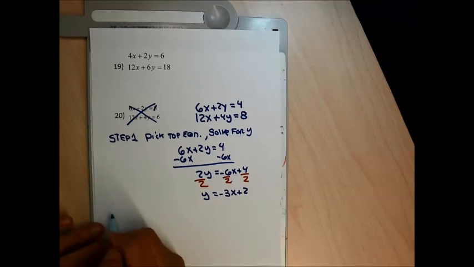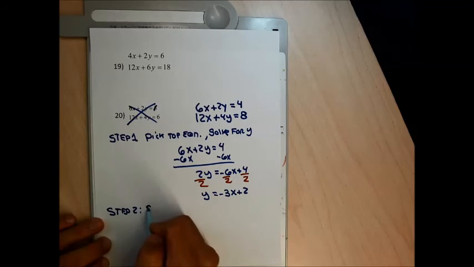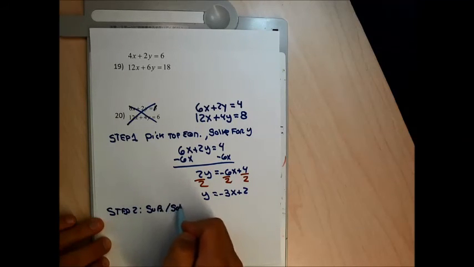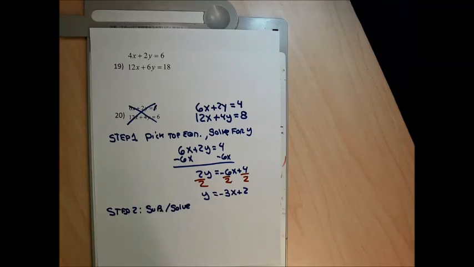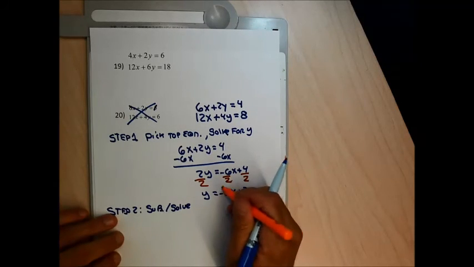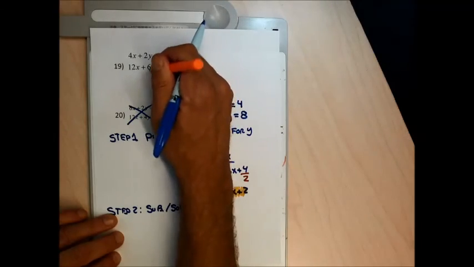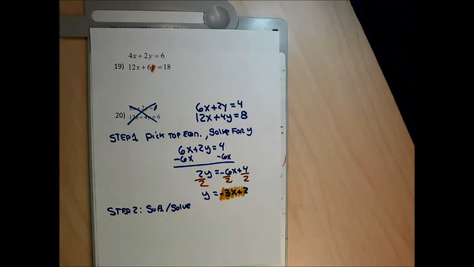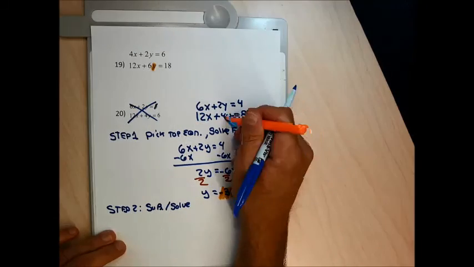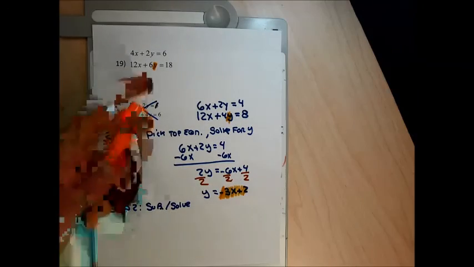Step 2. Substitute and solve. I have to substitute it into the equation I haven't used. So I'm going to take negative 3x plus 2, shove it in for y into the equation I haven't used, which is the top equation. I'm going to substitute it in there.